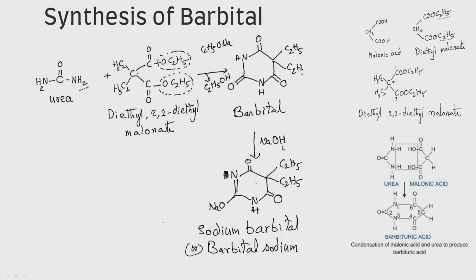When it is treated with sodium hydroxide, it gives the sodium salt. So one of the oxygens interacts with the sodium and forms the sodium salt. Generally, the oxygen between the carbon and nitrogen interacts with the sodium and forms the sodium salt. Here, this double bond shifts to between the nitrogen and carbon. So this is the sodium salt of barbituric acid, barbital. So this is sodium barbital or barbital sodium.